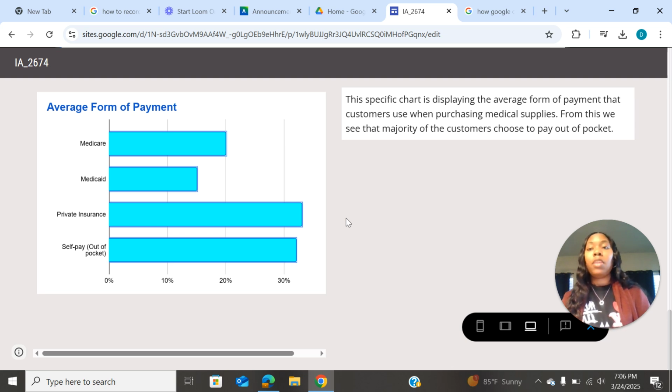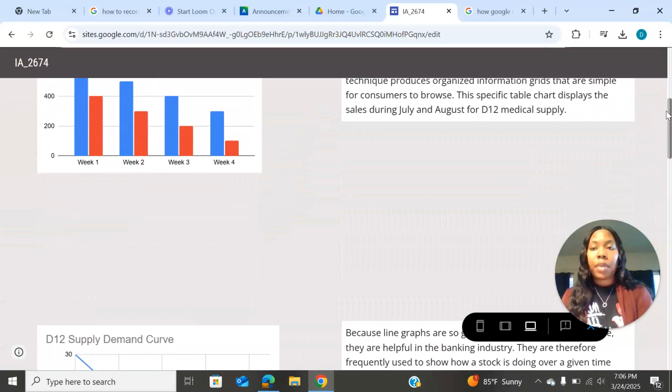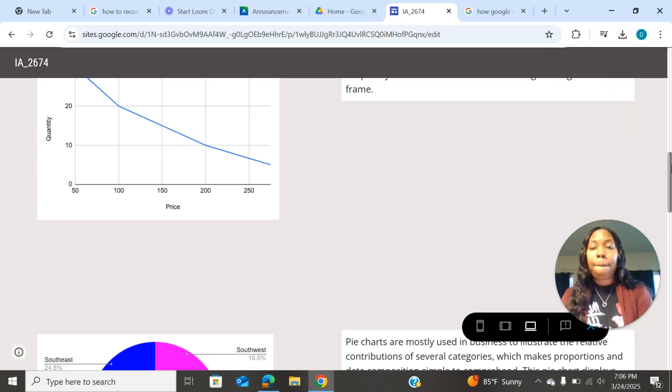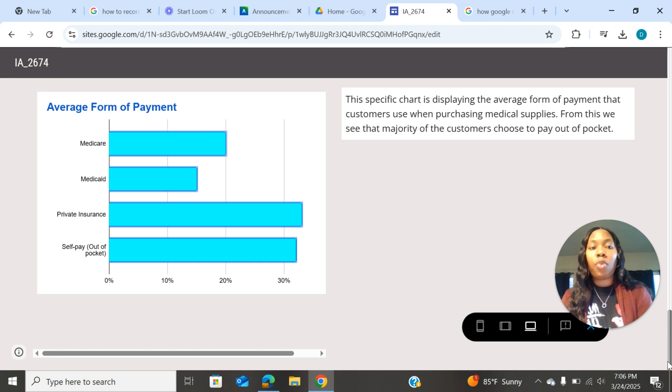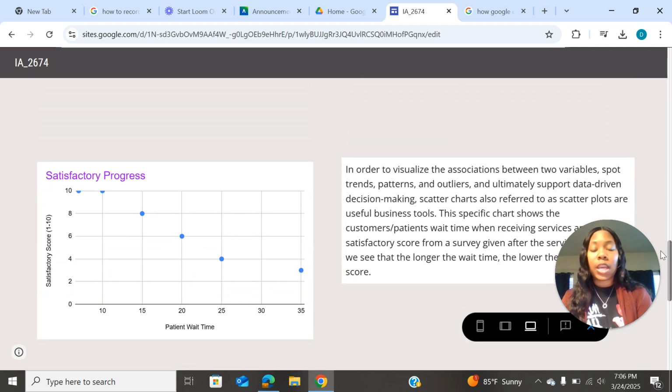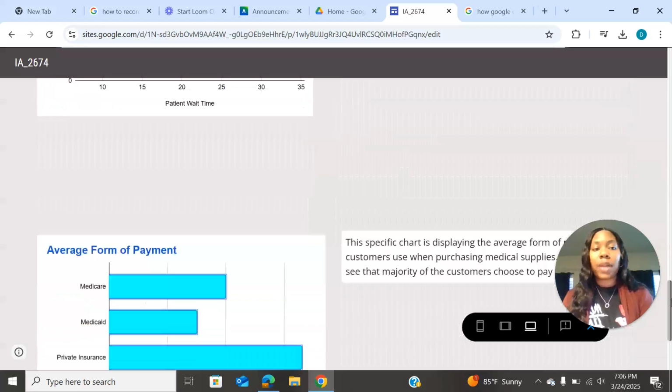As we can see, all of the charts that I used here, starting from the beginning with sales, each chart was a breakdown of what could impact these sales. So the form of payment, what else did we discuss? The region that the patients are in, their satisfactory progress, because like we said, that can affect whether they want to come back and do business with the company or not. And then the overall supply and demand curve.